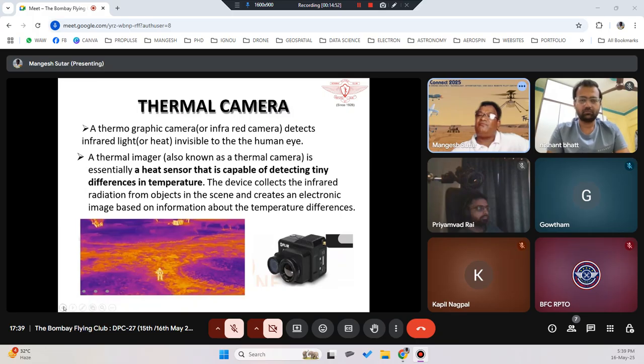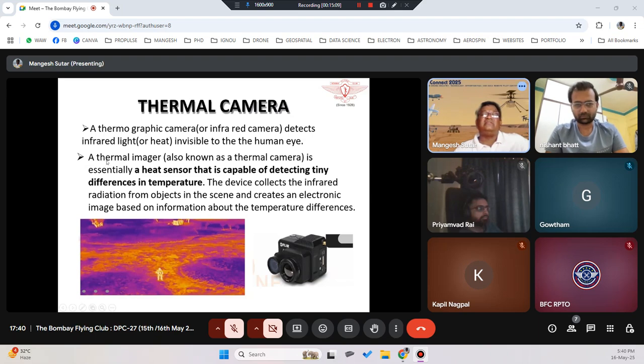After RGB, you have thermal. Thermal is nothing but a thermographic camera, or an infrared camera, that detects infrared light or heat invisible to the human eye. Because we can't see heat, right? We can only feel the heat, but these thermal cameras can see the heat.